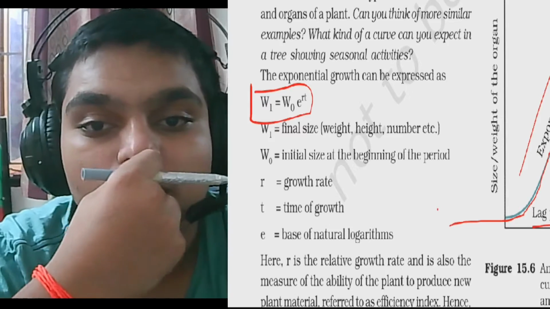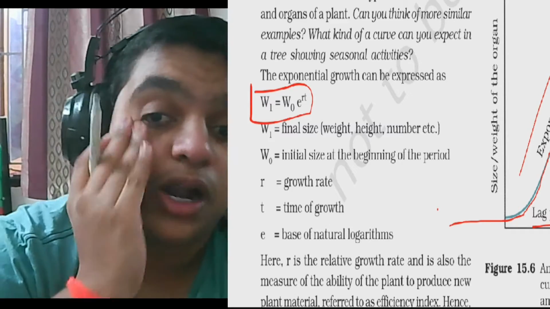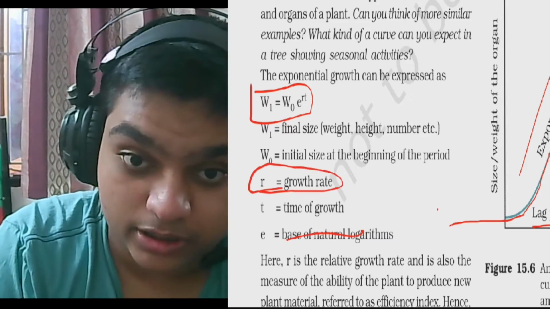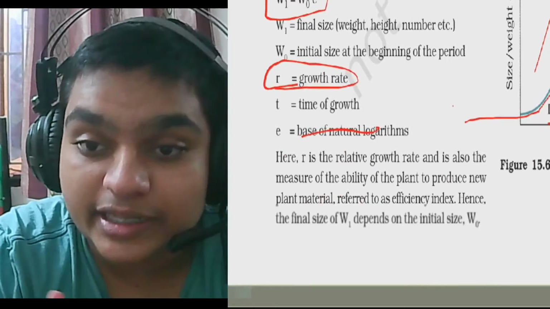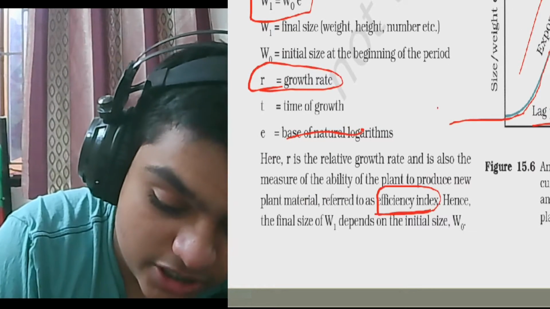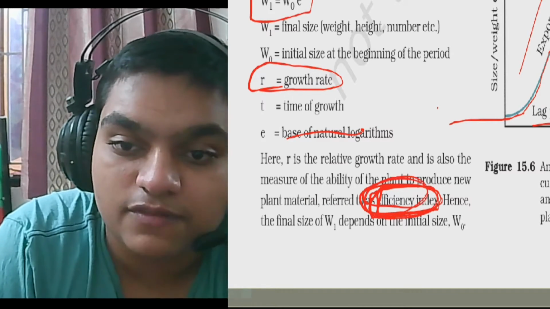This is your geometric growth rate equation: W1 equal to W naught e to the power RT. E is called the base of natural logarithms. R is your growth rate, the geometric growth rate, and it is also referred to as the efficiency index.